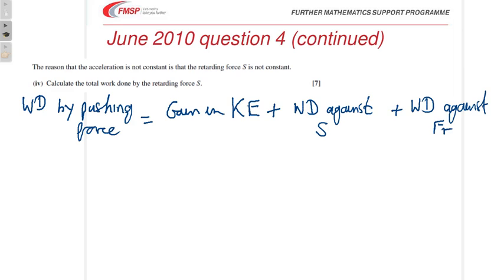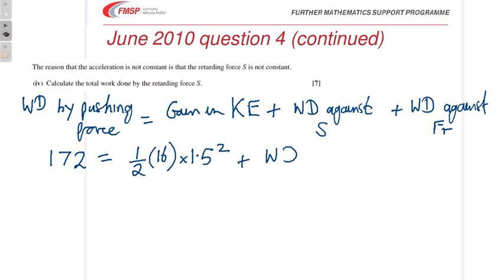Okay, let's put the values in then. The work done by the pushing force we know from the previous part is 172. Gain in kinetic energy is a half times m, which is 16, times 1.5 squared. That's the final velocity. Plus work done against S, so let's call that WD. And the work done against friction is mu R times 3. And mu is 0.25. 0.25 times R times 3. So that's our equation.